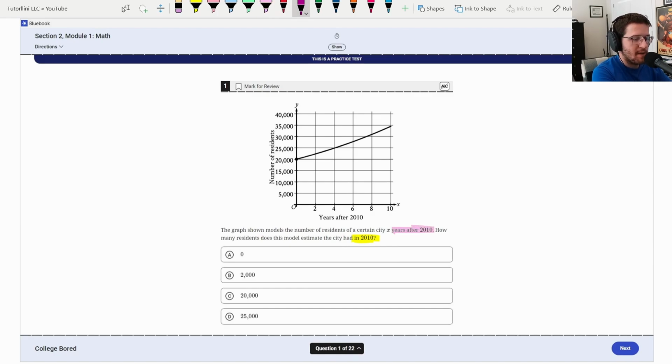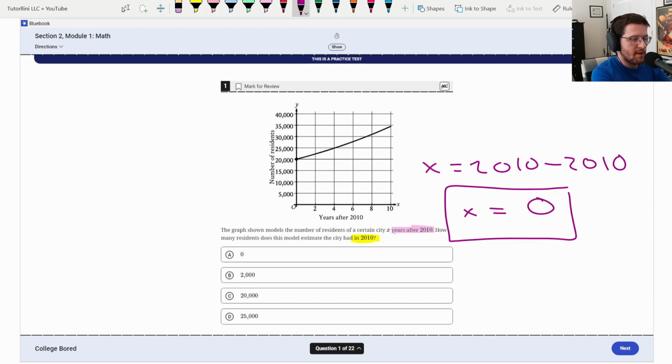So I'm going to do yellow minus pink. So 2010 minus 2010, that gives me an x of 0. So we're going to read the graph when x equals 0. And we see that that gives us 20,000 residents, which is answer choice C.